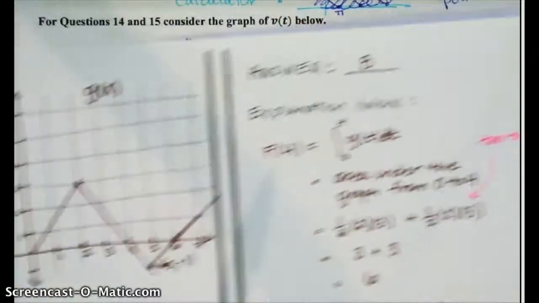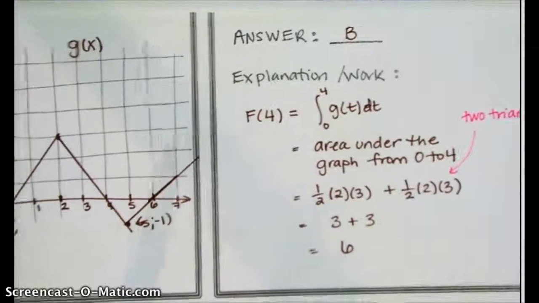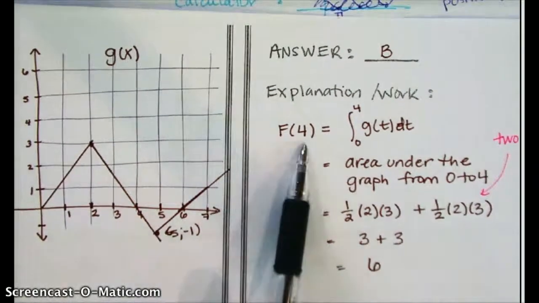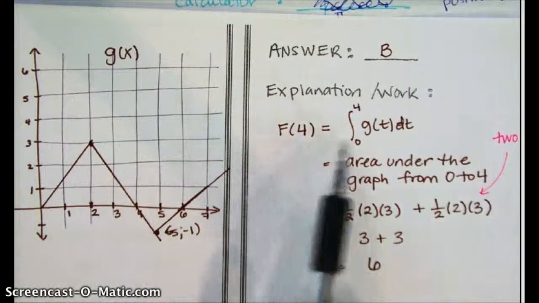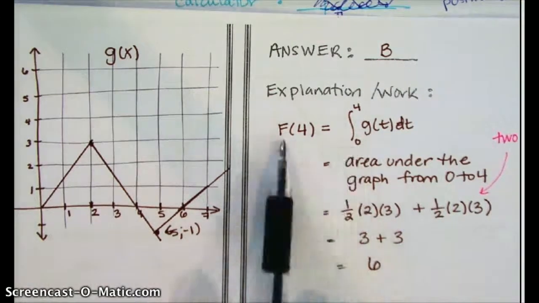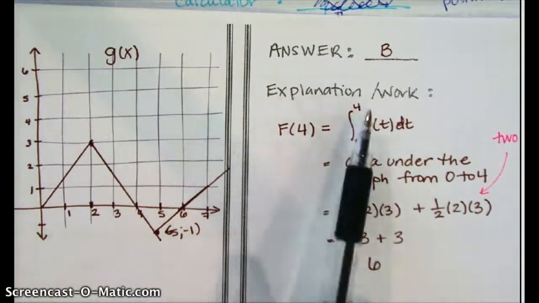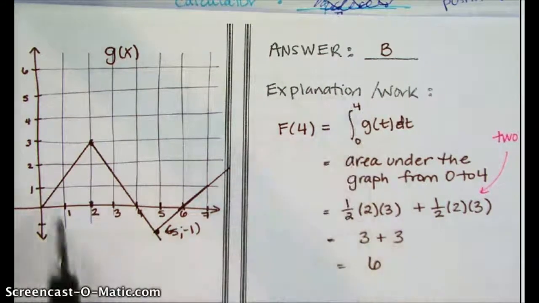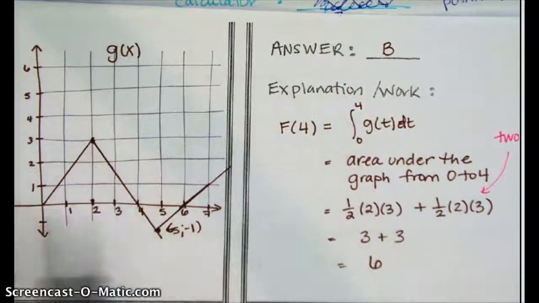All right, my graph wasn't perfect, but the correct answer is B, and I'm going to try and keep the graph on screen here. f of 4 is what we're trying to find, so we just evaluate the integral that's given to us, and that's just the definition of f. When I plug in 4, we're now talking about the area under the graph between 0 and 4. From 0 to 4 is this triangle right here.